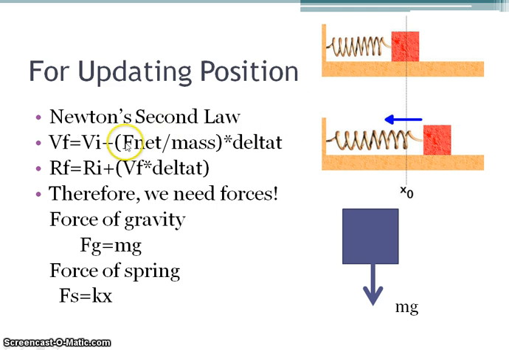So final velocity equals initial velocity plus F net divided by mass times delta T. And then the new position equals the old position plus the final velocity times delta T. Therefore, we need to find the forces. As we know, the force of gravity acting on the block is in the y direction, and it's mass m times g, 9.8. We also know the force of the spring is the K constant times x. And this picture indicates a stretched and compressed spring.